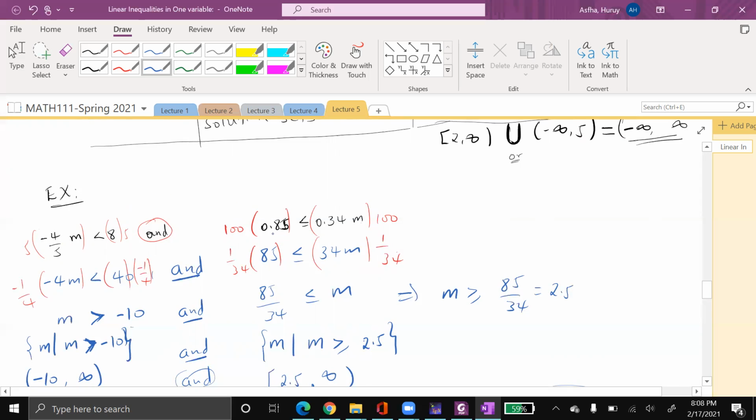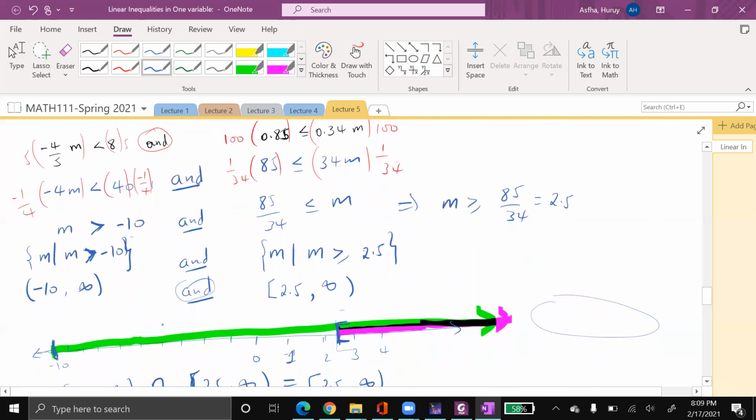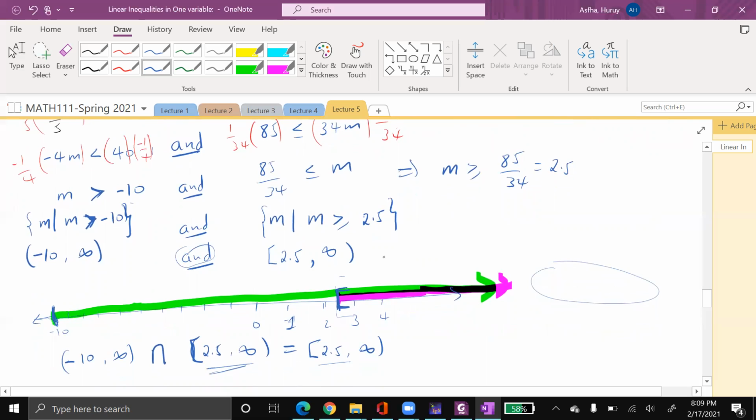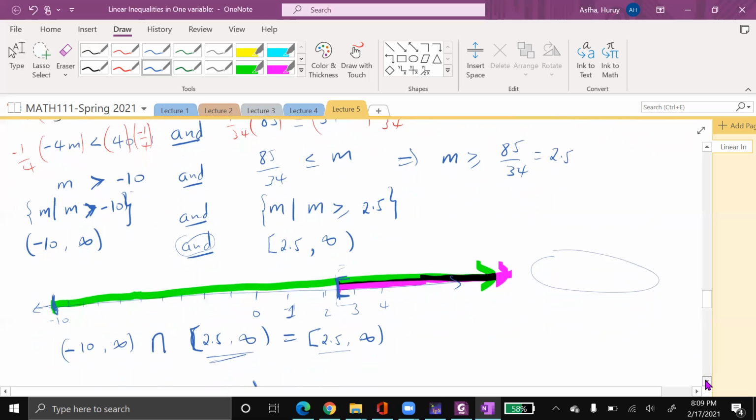How about this one? 0.85 is less than or equal to 0.34 times 0. On the right side, we have 0 because we are multiplying by 0. So we are saying 0.85 is less than 0, which is false. So this green area here makes the first inequality true, but doesn't make the second inequality true. And what we are trying to find as a solution is the interval that makes both inequalities true at the same time. And that is only this part, from 2.5 all the way to +infinity.